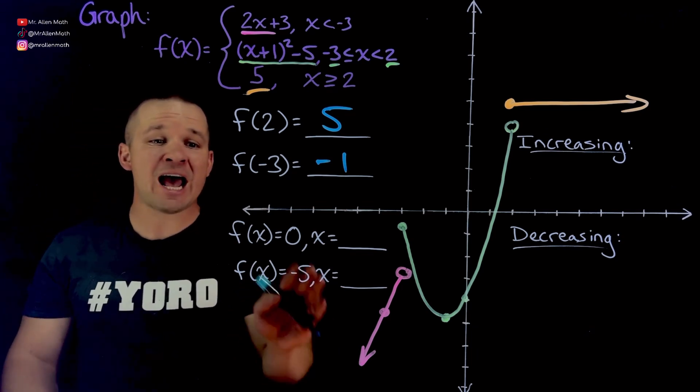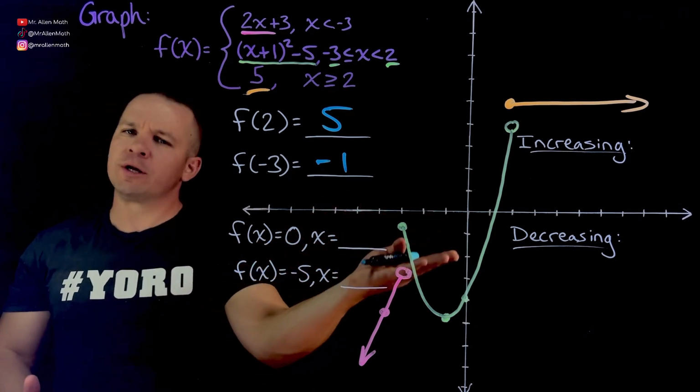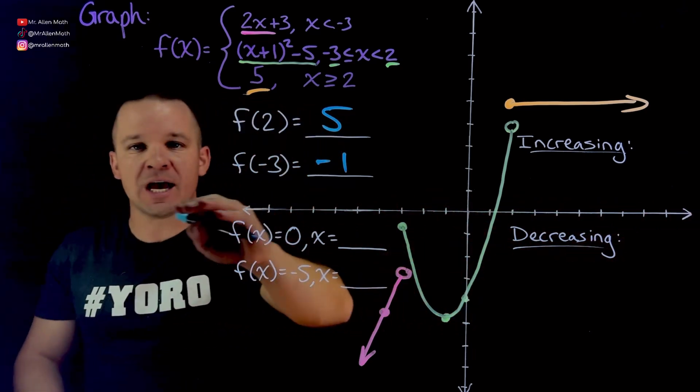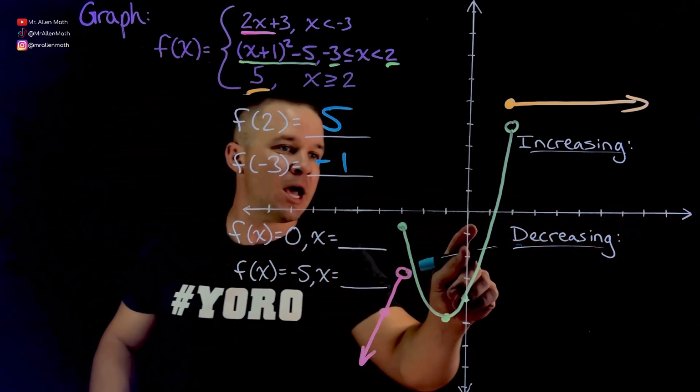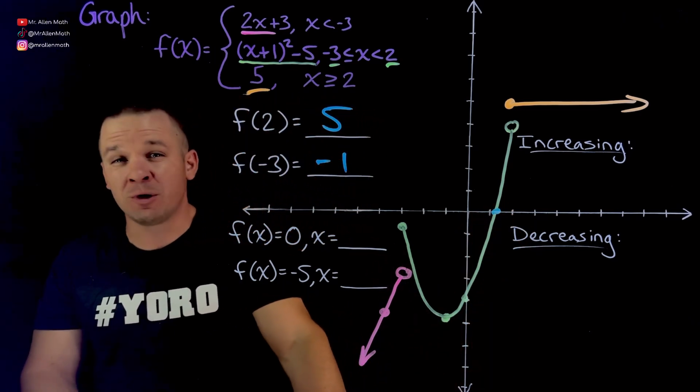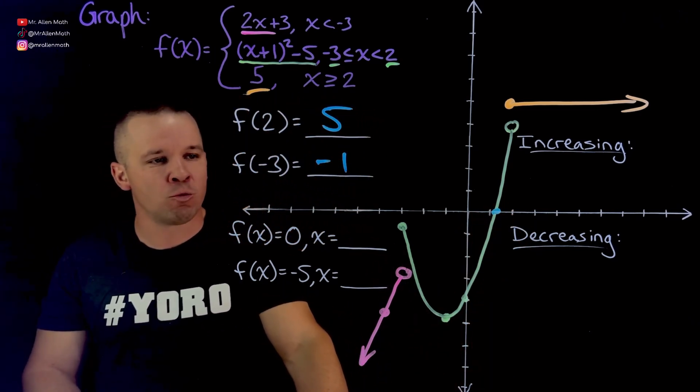So next one here, we got f of x equals 0. What does x equal? Well, let's see here. F of x equals 0 along the x-axis. That's when my y values are 0. And it looks like it's this point right here, which is between 1 and 2. I'm not exactly sure where.